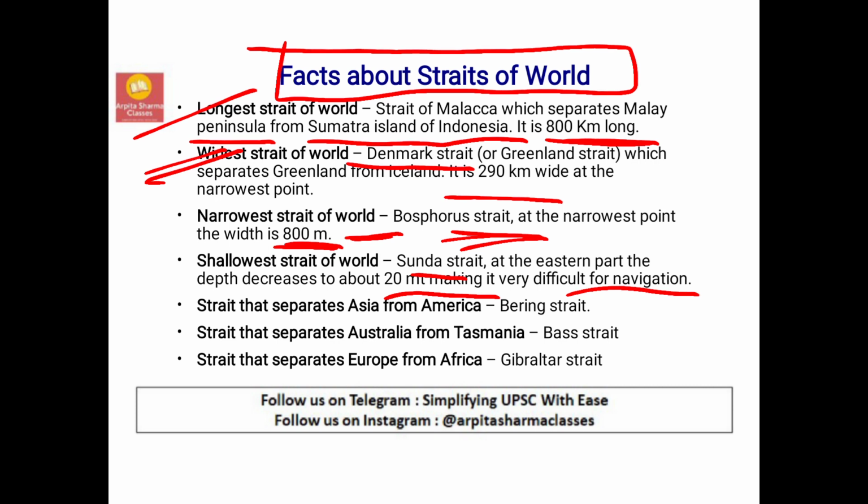And there are three important straits that you have to remember. The strait that will separate Asia from America, because it is separating two continents, is the Bering Strait. You can take this as Asia, because it is the part of Russia. Okay, you can also call it Europe also. The strait that will separate Australia from Tasmania is the Bass Strait. I told you it is in the Indian Ocean region. The strait that will separate Europe and Africa is the Gibraltar Strait.